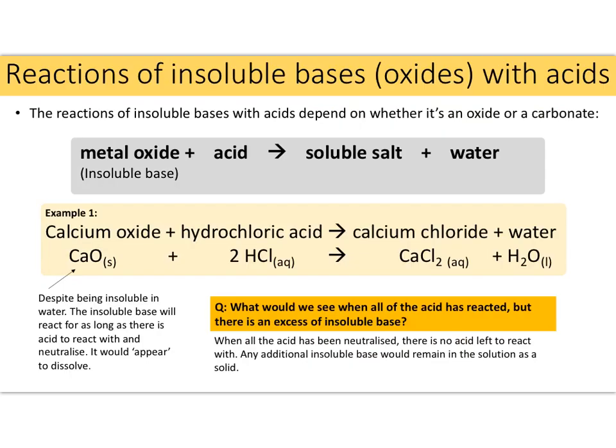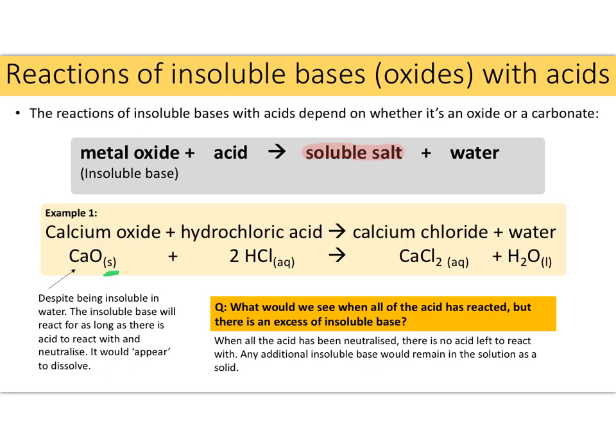So we're going to look a little bit more closely at the reactions between metal oxides and acids. Remember, metal oxides are insoluble bases. Even though they're insoluble, that just means they won't dissolve in water. That doesn't mean they won't react with acid. They do react with acid, and they do form a soluble salt. So if we look at the equation underneath, an example of calcium oxide and hydrochloric acid reacting together, they're going to make calcium chloride and water. Let's look at the state symbols because they've given them to us, and we should always pay attention to state symbols whenever they're given to us.